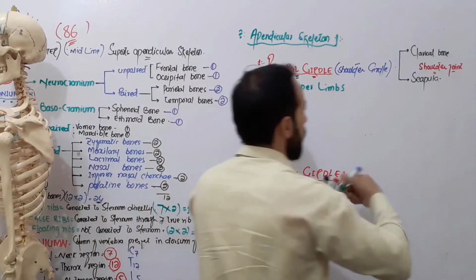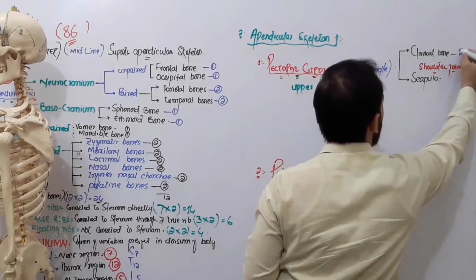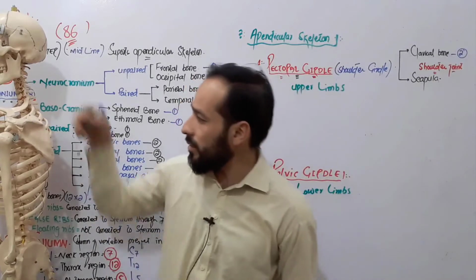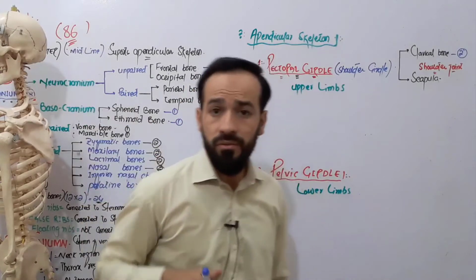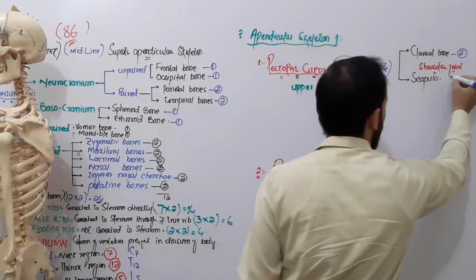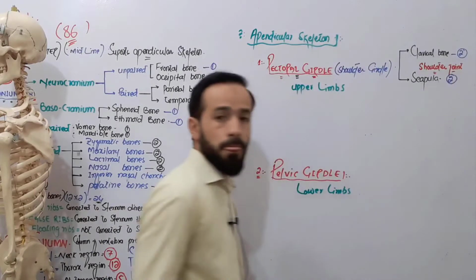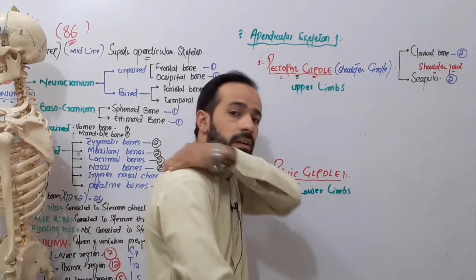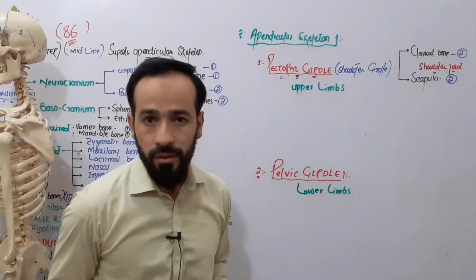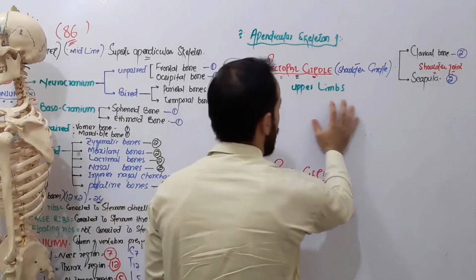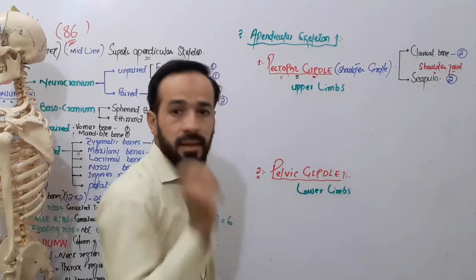How many clavicle bones do you have? You have 2 clavicles, right? One on the right side, one on the left side. And how many scapulae do you have? You have 2 scapulae, one on the right side and one on the left side, right friends? Then let's come to the bones of your upper limb.